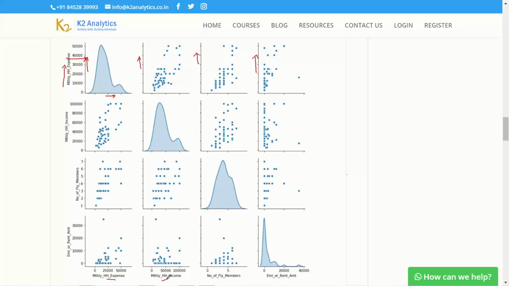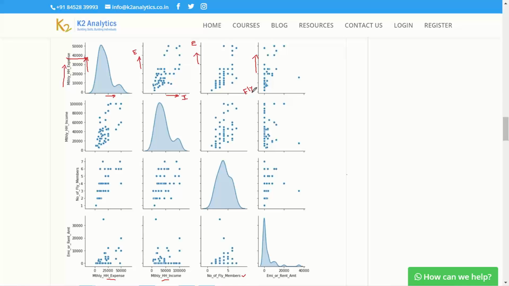The next one is income. So here my x is income. So this plot is a plot between income, which I represent as I, and expense. Here it is expense, the next plot. And what is the variable? It is family members. So here it is family size, which I represent by fly.